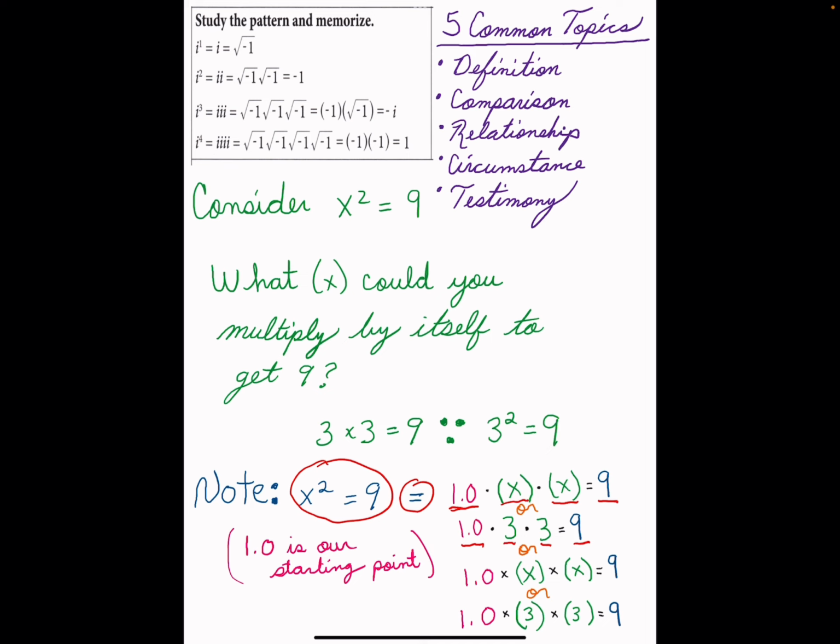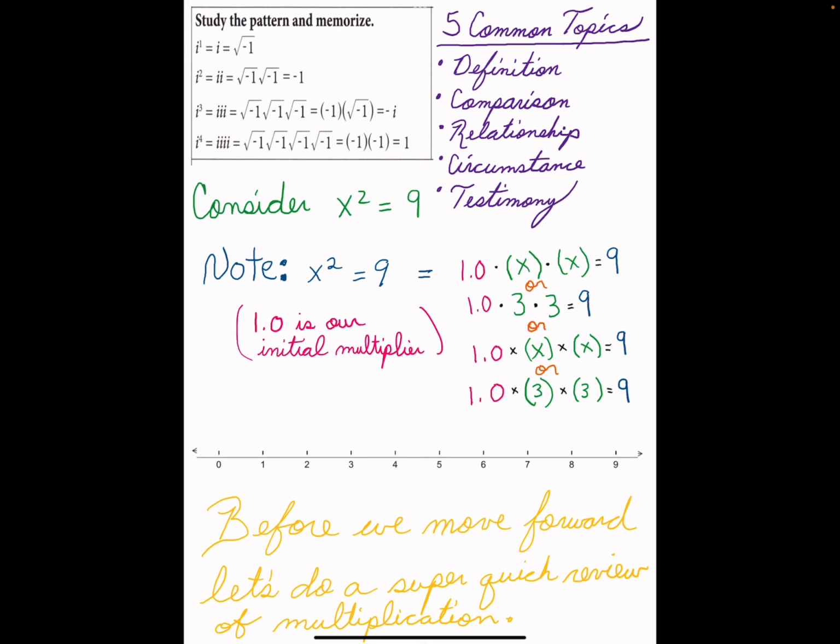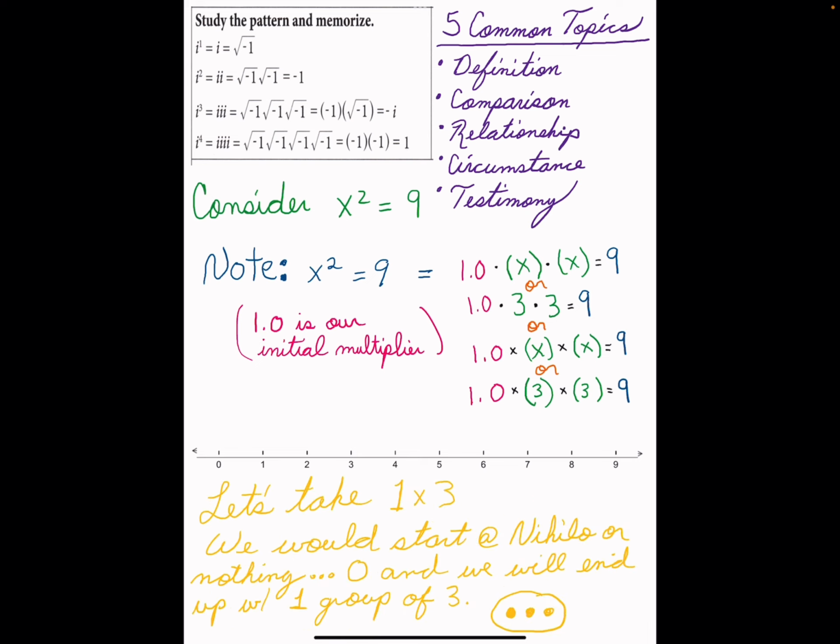And just a notation on how times or multiplication can look like these, or they can look like these. But they all end up being the same. We're going to do a super quick review of multiplication. All right, so we're going to take 1 times 3. We would start at nothing, and we would end up with one group of 3. So we would start at 0, and we're going to make one hop or one group of 3, and we're going to end up at 3. 1 times 3 equals 3.